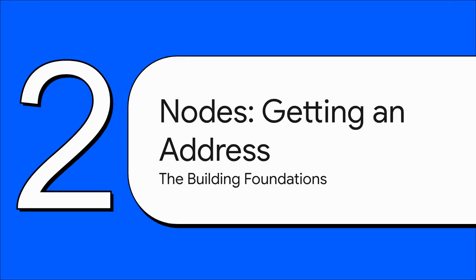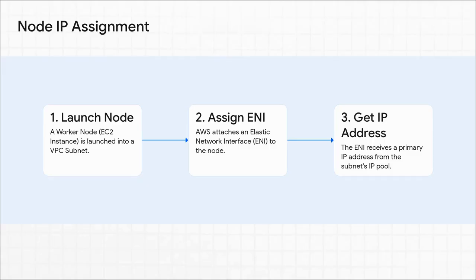Now let's zoom in a little. Let's talk about the building foundations, the worker nodes. How do they get their spot on the map? Well, this part is actually pretty familiar. It's exactly the same as launching any other EC2 instance. The worker node gets launched into a subnet you've defined, then AWS attaches a virtual network card, that's the Elastic Network Interface, or ENI, and that ENI gets a primary IP address straight from that subnet's IP pool. See, it's just standard bread and butter AWS networking.